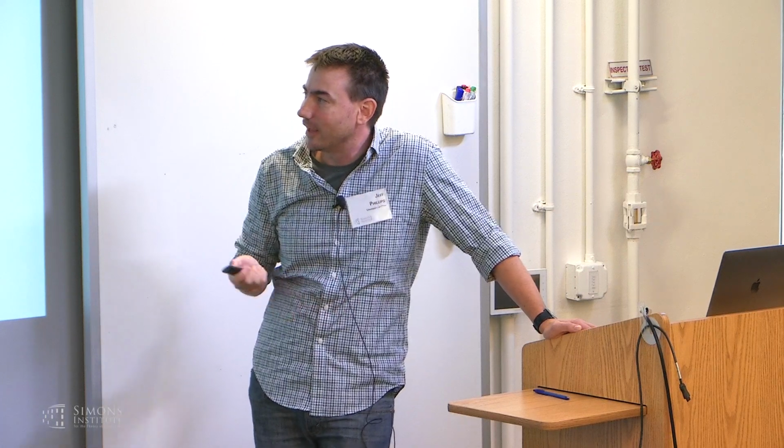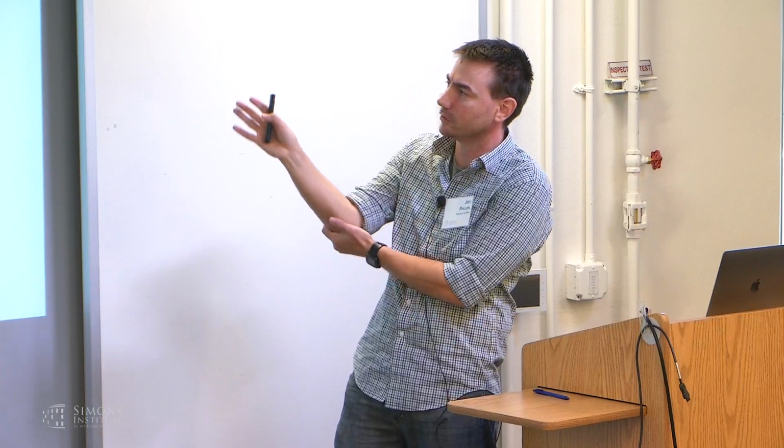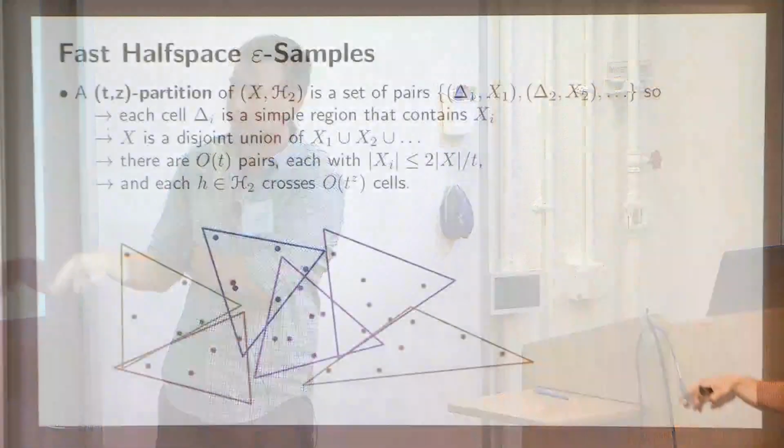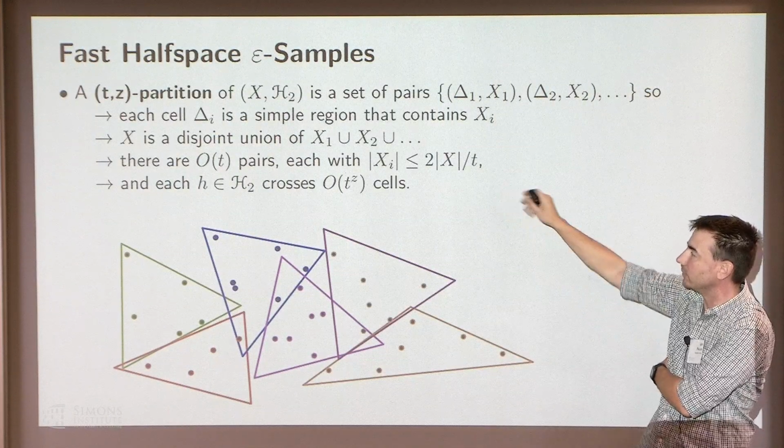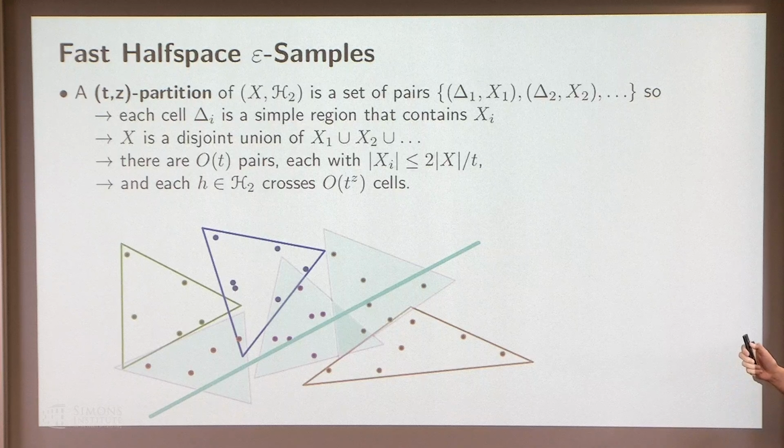This surprised us. That okay, there's a construction in geometry known as a partition. It's defined with respect to range spaces, but you can think of this for half spaces in 2D. And what it is, is a decomposition of the point set into these cells and these subsets. So each cell contains the subset. The cells may overlap, but the subsets are going to be disjoint. They're all approximately the same size, and the property is that any half-space boundary crosses at most t to the z of these.